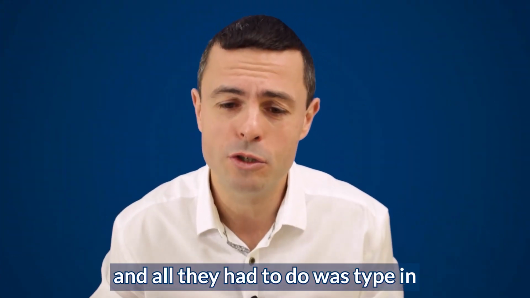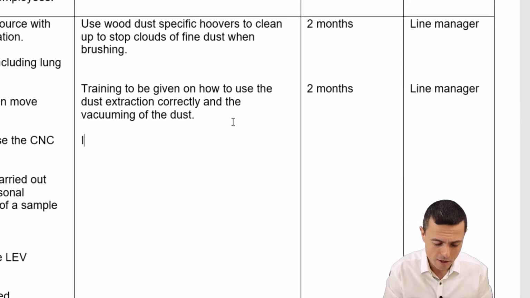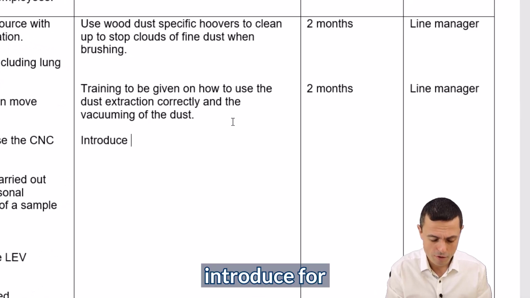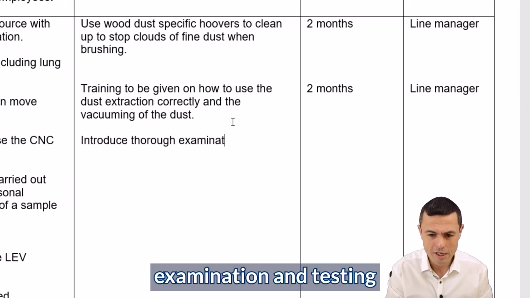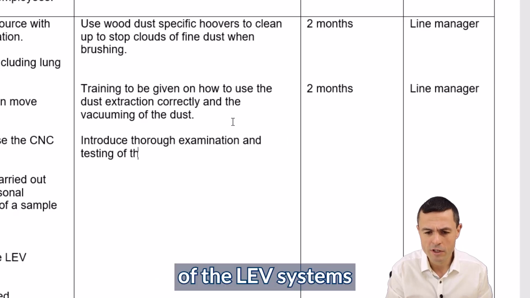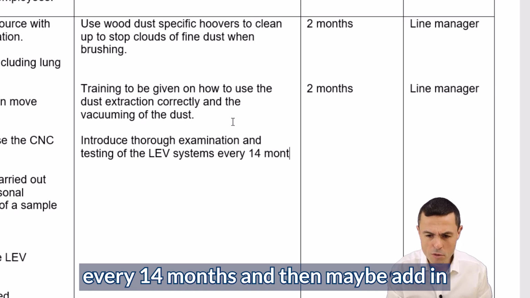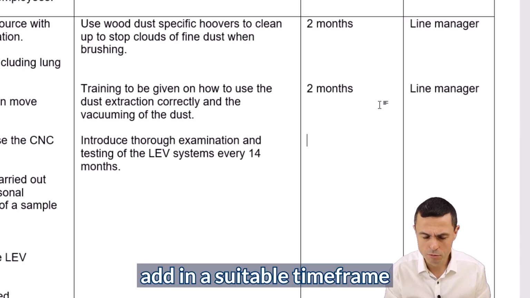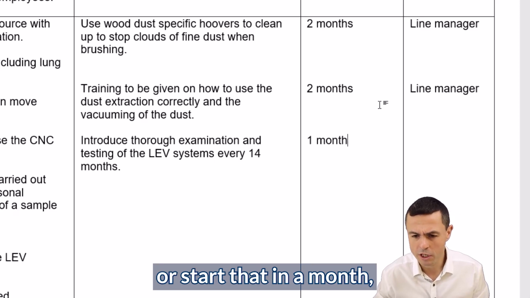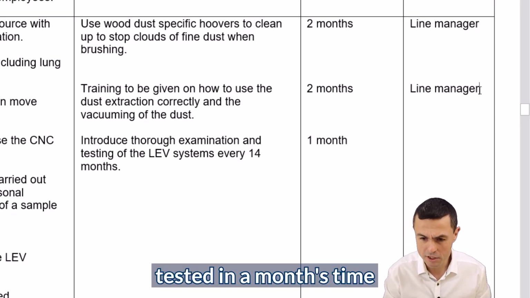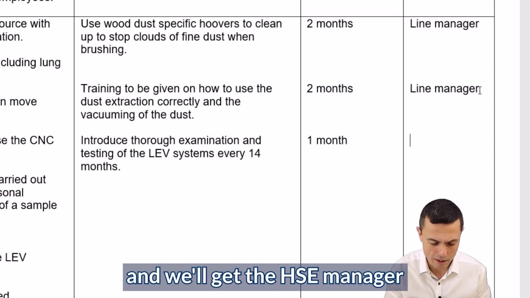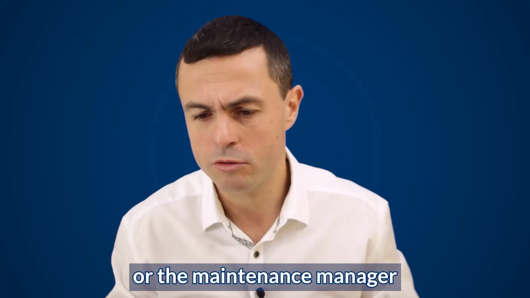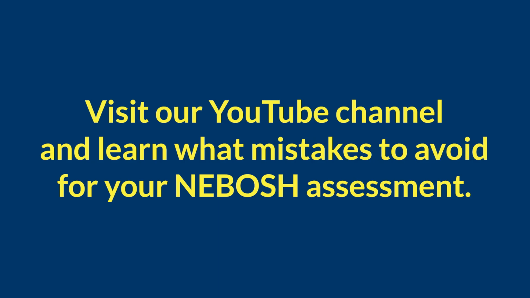And all they had to do was type in: introduce thorough examination and testing of the LEV systems every 14 months, and then maybe add in a suitable time frame. So we'll start that in a month, maybe get them tested in a month's time, and we'll get the HSE manager to arrange that, or the maintenance manager, or whoever it is.